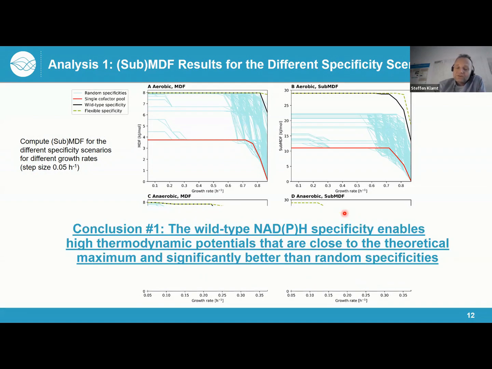Okay, so the first conclusion here is that the Y-type NAD and NADP specificity enables high thermodynamic potentials that are close to the theoretical maximum and significantly better than random specificity.